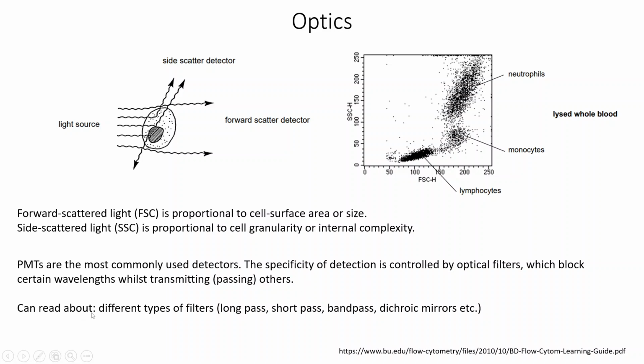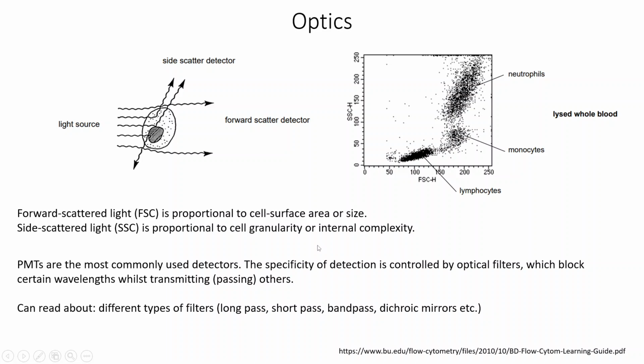If you're interested, you can read about the different types of filters that exist: long pass filters, short pass filters, band pass filters. Their design determines what kind of light can enter. Long pass means you will have all wavelengths above a certain value. Short pass is all wavelengths below a certain level. Band pass is where I am defining a certain band within which I will have light going through.